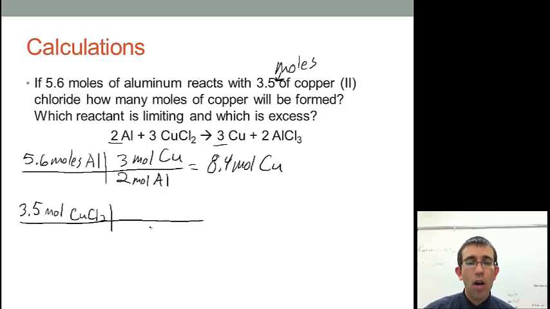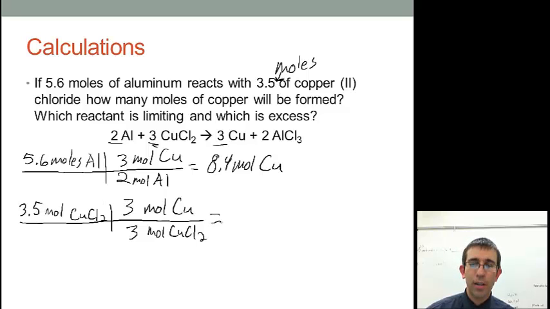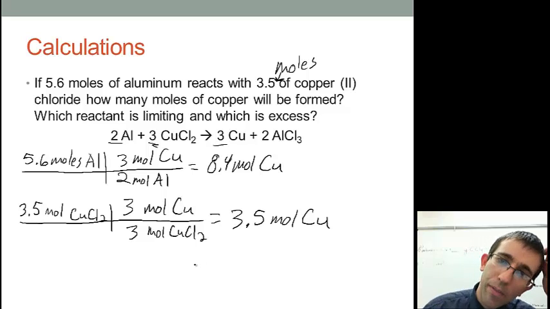All right. Now, I want to cancel out moles of copper(II) chloride. And once again, I want to know how much copper I will make. So we're going to go to moles of copper. Mole and mole together. Once again, I'm going to use my coefficients. So this time I'm looking at copper(II) chloride, which is right here. It's 3. And I look at the copper. It's also 3. So 3.5 times 3 divided by 3 gives you 3.5 moles of copper.